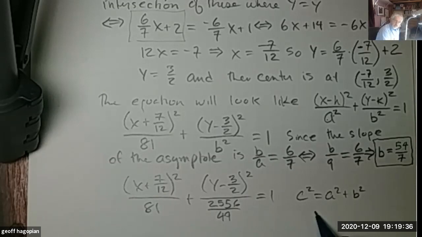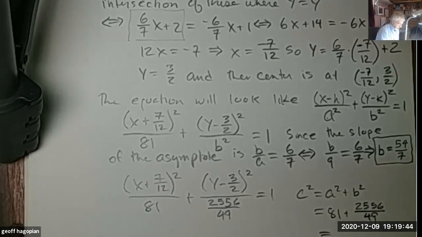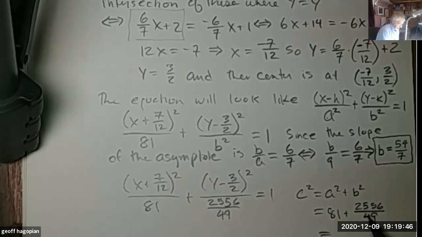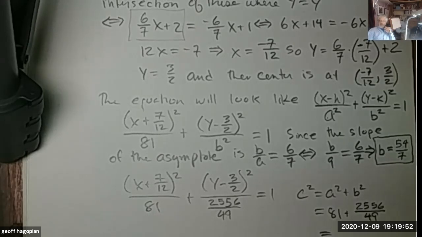So that's going to be 81 plus 2,556 over 49. Oh, joy. And should we get a common denominator? Well, 80 times 50 is easy, right? That's 4,000.